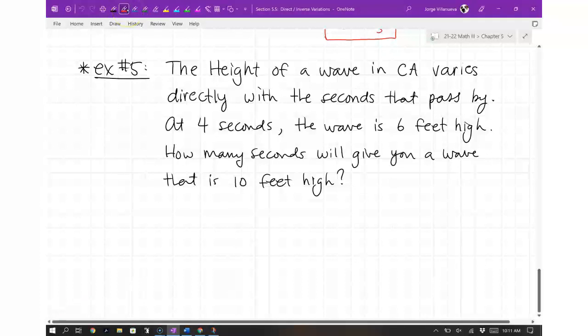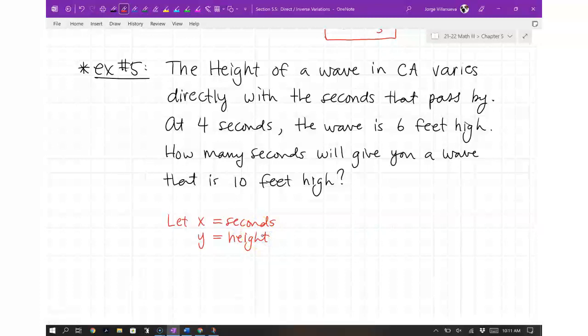So it says the height of a wave in California varies directly with the seconds that pass by. It says at 4 seconds. Since they mentioned seconds, first let's call that x. I'm going to let x equal the seconds, and y will be the height. And remember, you can switch it. You can let x be height and y be seconds. It doesn't matter. Just make sure you keep that consistent, okay? Make a choice and write it down.